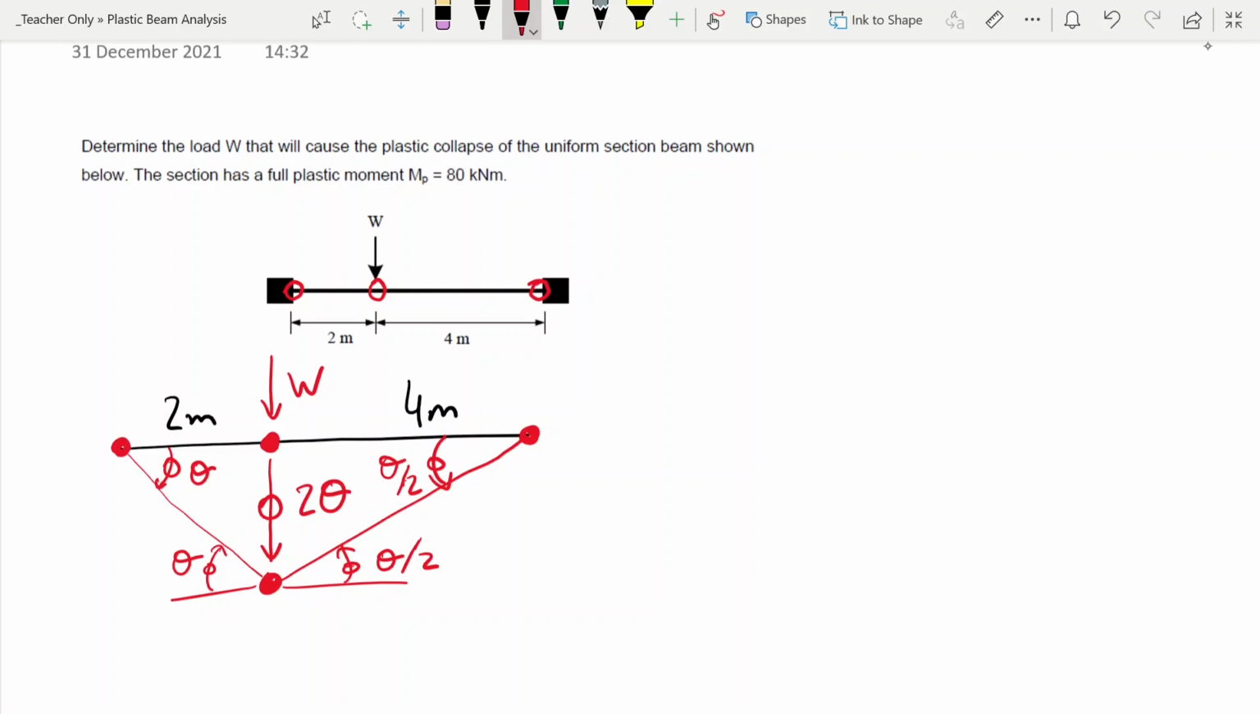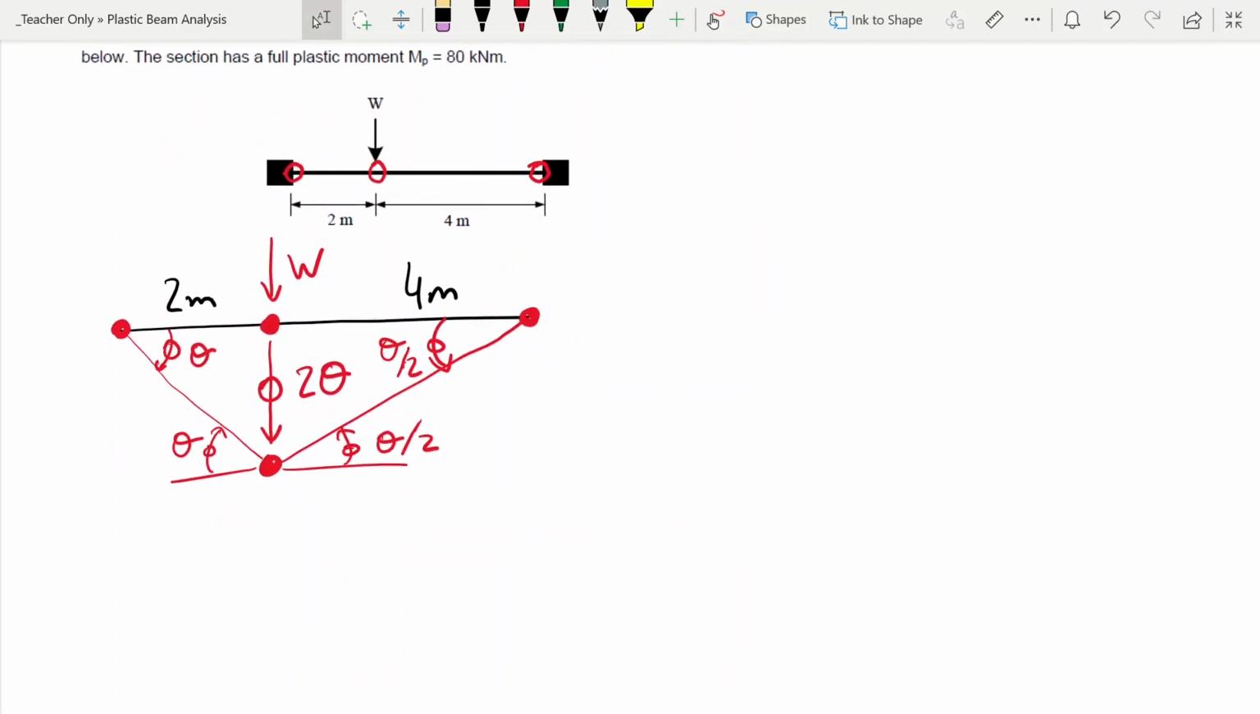With all this geometry taken care of, the next thing we need to do is to add the plastic moment every time we have a plastic hinge.